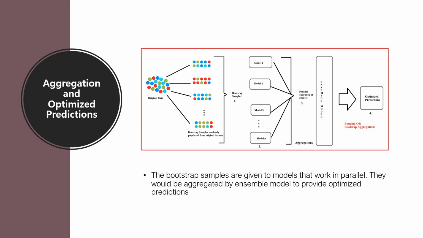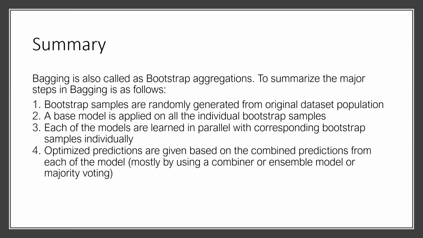So stage 1 is bootstrapping, stage 2 is parallel execution of modeling, and finally you get the optimized predictions. I have the original data, I get the bootstrap samples, they are fed into the independent models, all of which run in parallel, and then they go into the ensemble model, and finally you get the optimized predictions available for you. That's all. This is called bagging or bootstrap aggregation. This is a very important concept, so remember it.